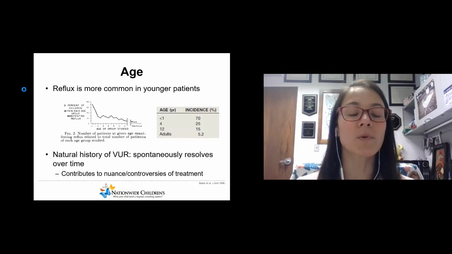We know that reflux is more common in younger patients, as you can see in this graph. And so the natural history of reflux is for it to actually spontaneously resolve over time. And this contributes to the nuances and controversies of its treatment.